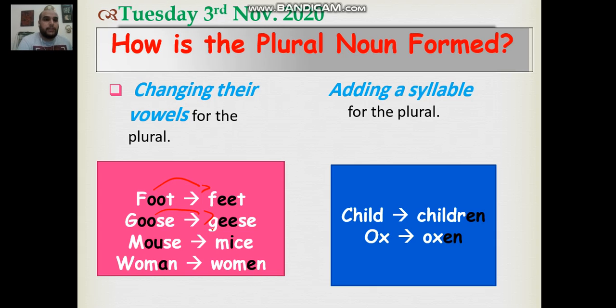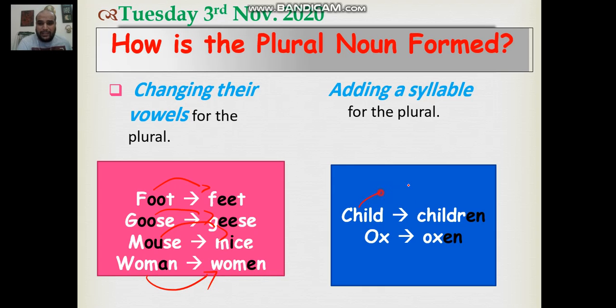What about book? Is it going to be beek? Of course not. So it's not a pattern. It's not a rule. Mouse, mice. Oh, house. Just like house, highs. Wrong. It's not a pattern. The plural of house is houses. Woman, women. He changed it into E.